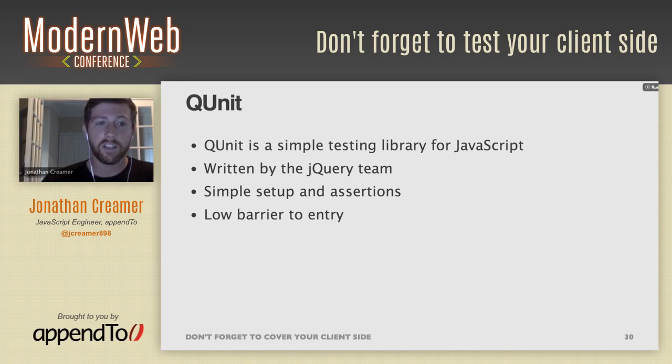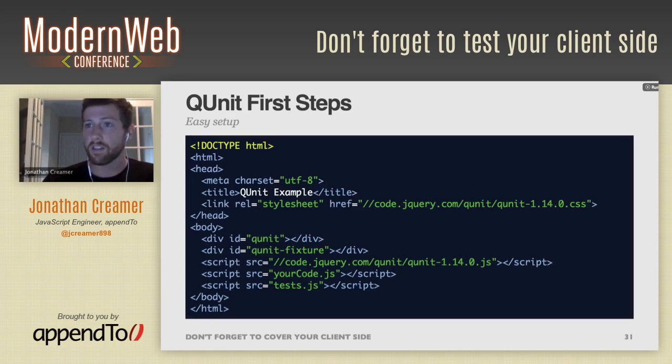It's as easy as an HTML page like this. You've got the CSS and JavaScript for QUnit. You've got the two divs here. I guess you can see my mouse. QUnit and QUnit fixture are things you can use to insert DOM elements if you need to, and they'll get cleaned up. Then you need your code and then some tests, okay?